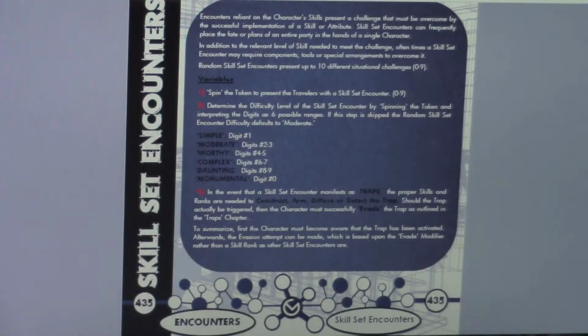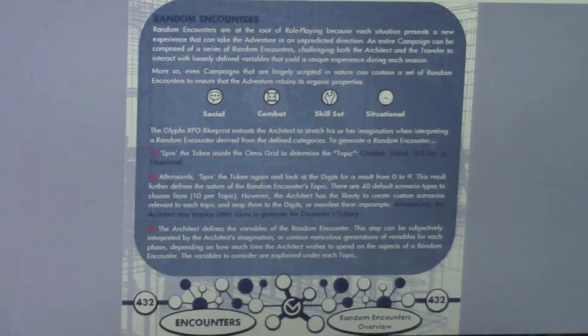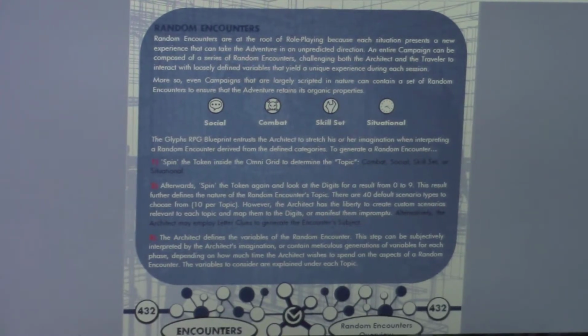Let me go back up here and let's see how we're going to proceed. So that's pretty much all there is to it. So here on page 432, once again, it just talks about the topics here. We've already done step 2, so for spinning from 0 to 9, the different subtopics, the random scenarios that I came up with, right? That's what that is. Now, step 3 here just says that the architect defines the variables of the random encounter. So, once again, those scenarios there give you clues, but it's up to you to flesh out all of the details, which is very easy to do once you're in game.